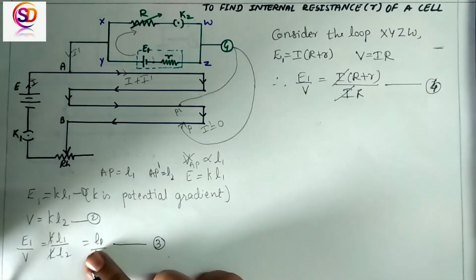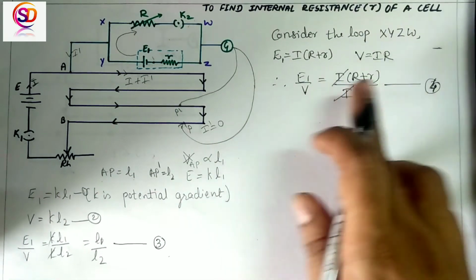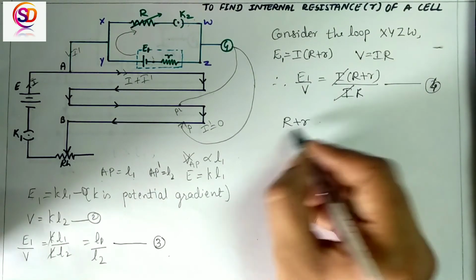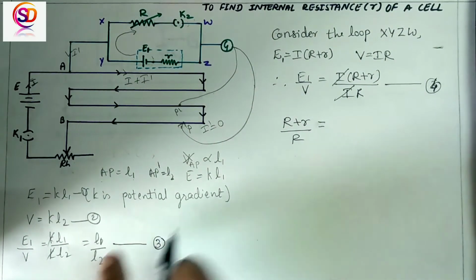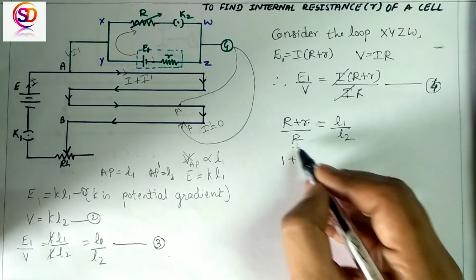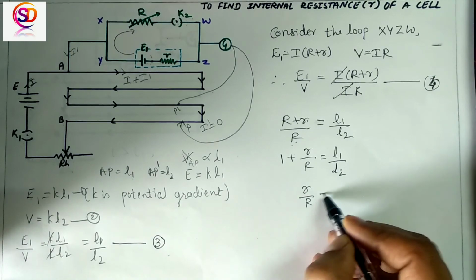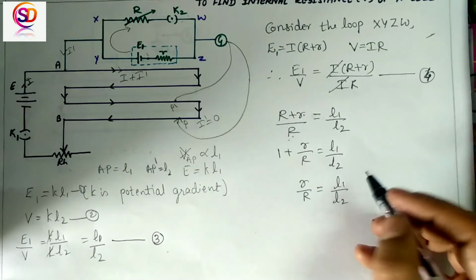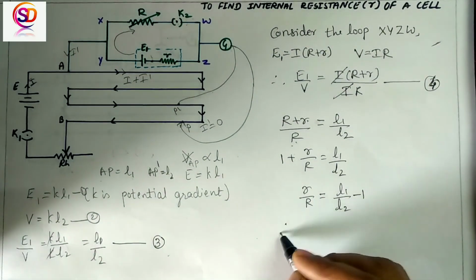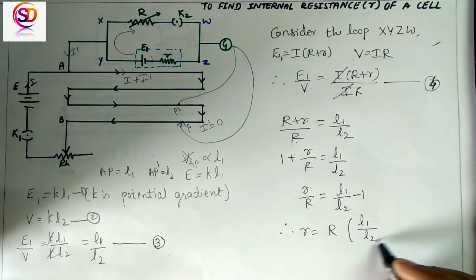If you compare 3 and 4, the LHS are the same, E1 by V. So if the LHS are the same, the RHS should be equated. So R plus r by R is nothing but equal to L1 by L2. If you divide, R by R is 1, so r by R equals L1 by L2 minus 1. Therefore, the internal resistance r can be calculated by using the formula r equals R into L1 by L2 minus 1.